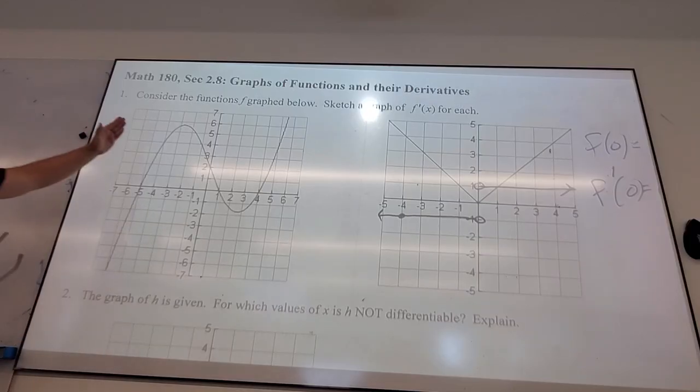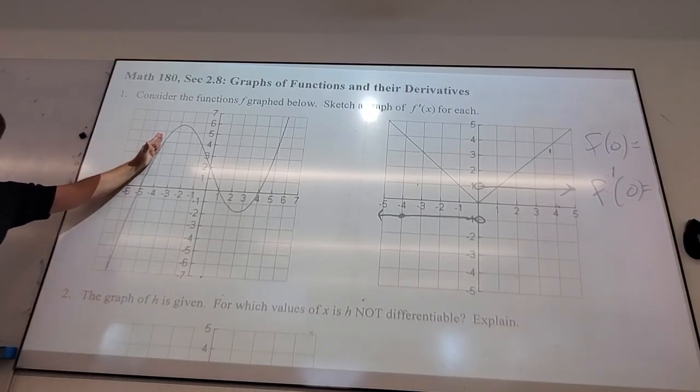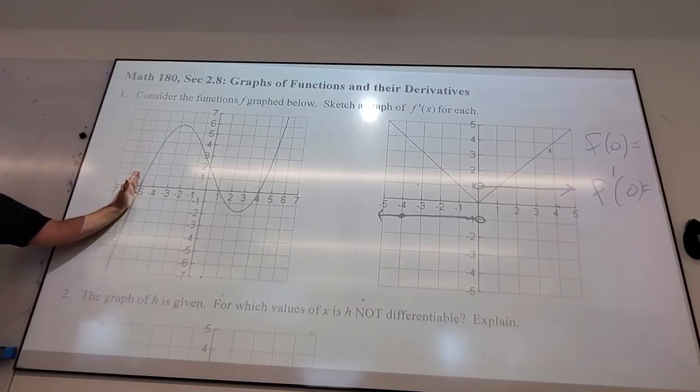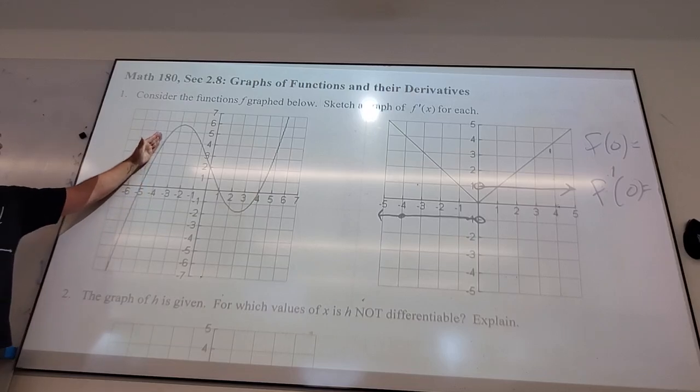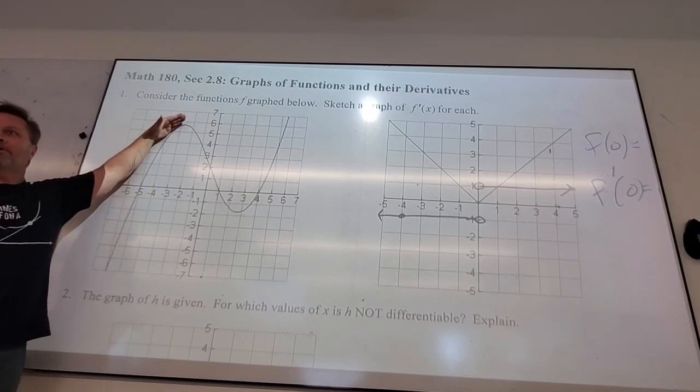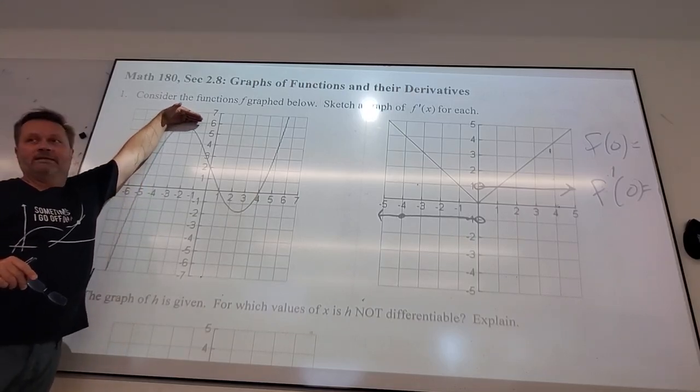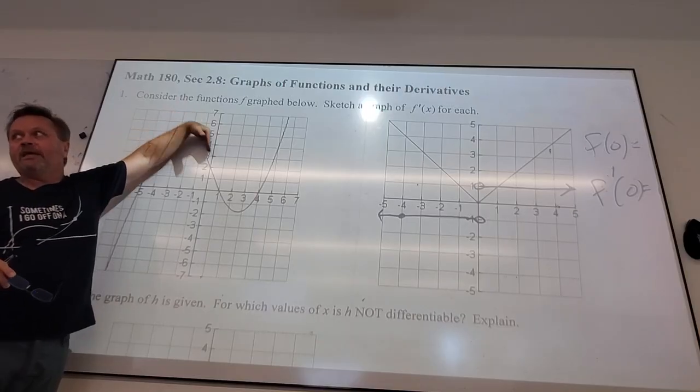Because what's the slope here? Tell me anything about the slope here. Positive, right? And here it's even bigger positive, yes? So it's really big positive, but it's getting smaller and smaller and smaller until it gets to, yes, because after that it's negative.